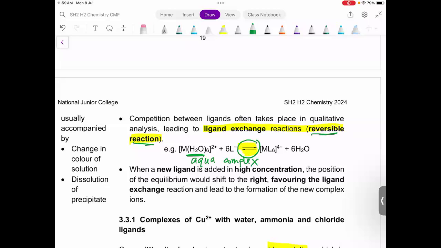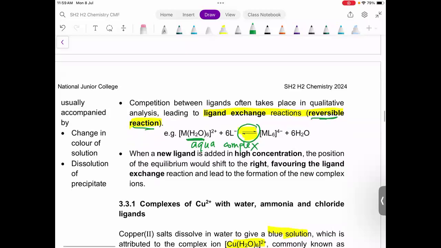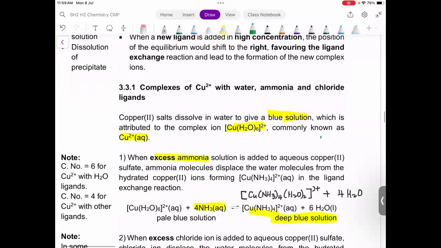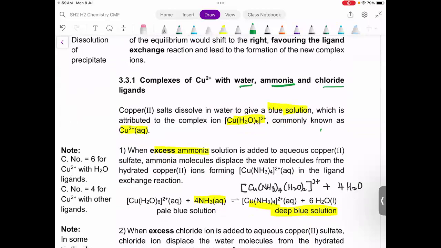So of course, you can apply LCP here. For copper-2 complexes with water, ammonia, and chloride as ligands, you must recognize that the complex formula is 6 water molecules, which is more often known as copper-2 plus. Now, it depends on the question. If the question asks you for the formula of the complex ion, then this is the answer. If you gave this as the answer, you'll be marked wrong. So you have to read the question very carefully. What does the question want? If the question is asking for the formula of the complex, this is the one.